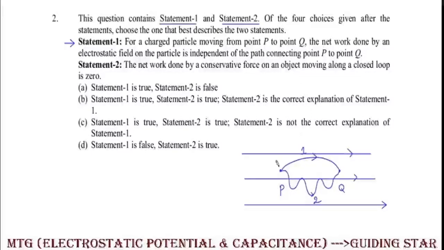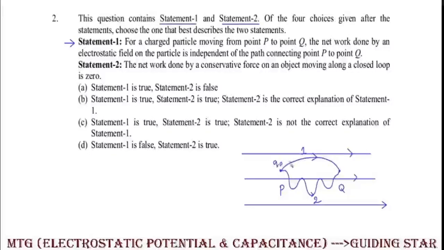That means what is the work done in moving it? Suppose we take a test charge, clear? Test charge from point P to point Q, then whether that work done by the field, the test charge will obviously move from point P to Q, because positive charges will move along the direction of field.